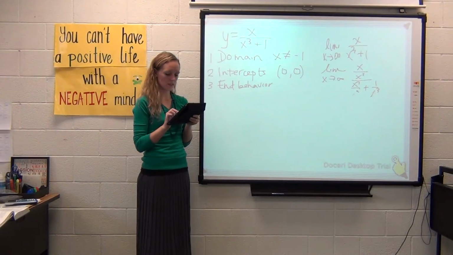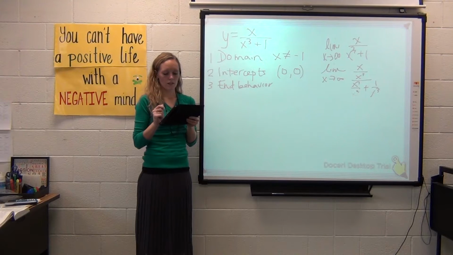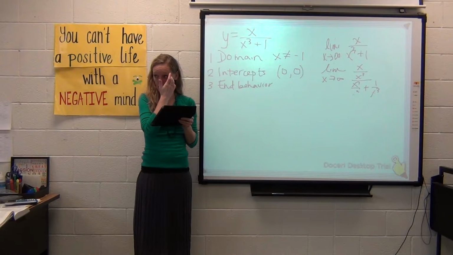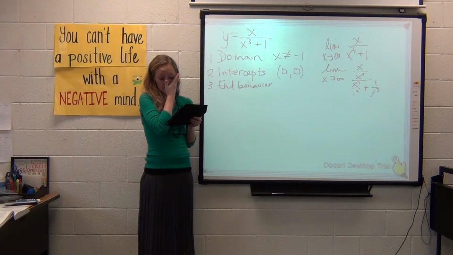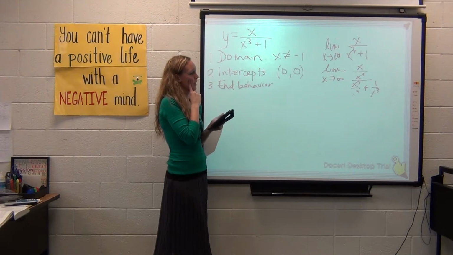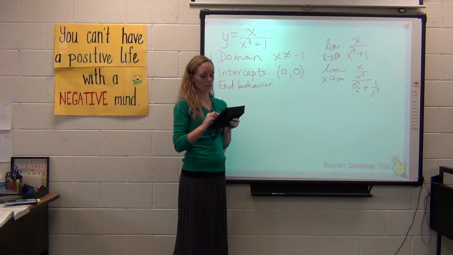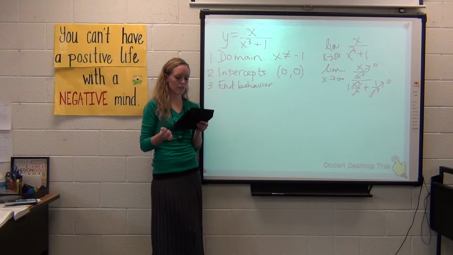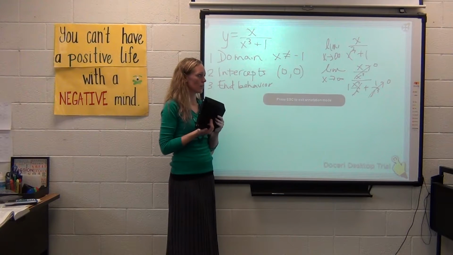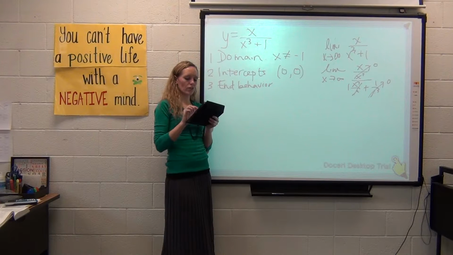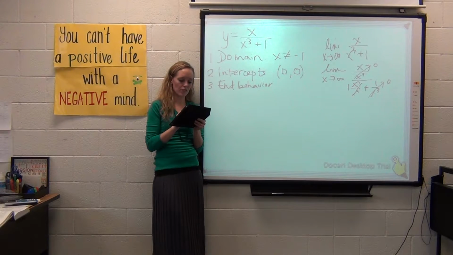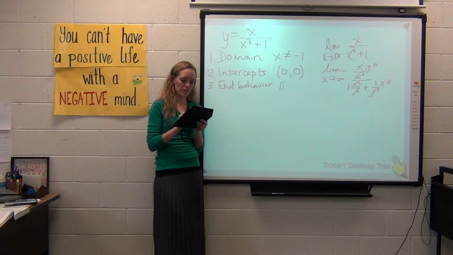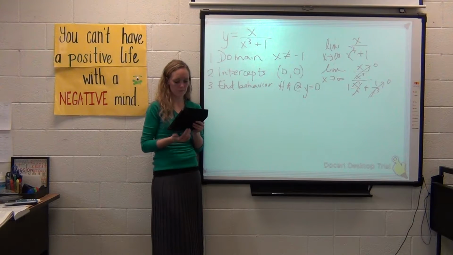And then what do we do with this? Anytime you have a number on top and a variable on the bottom, it goes to 0. So this is 0, this is 0, and this is 1, because x to the third over x to the third is 1. So 0 over 1 is going to give me 0, which means I have a horizontal asymptote at y equals 0.